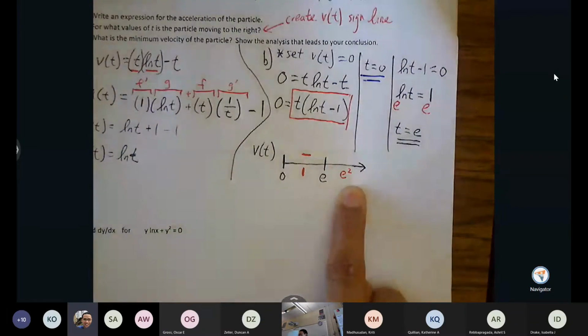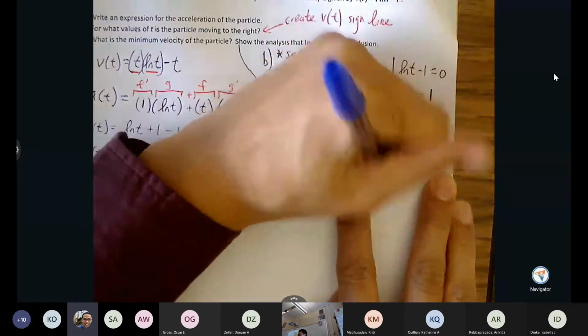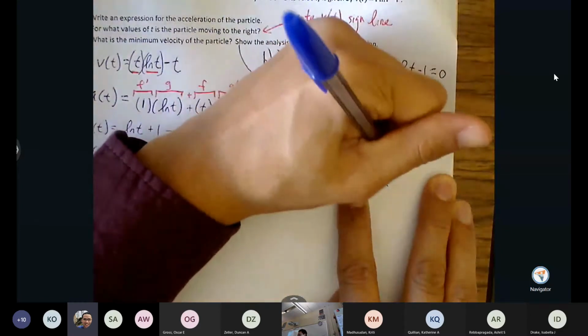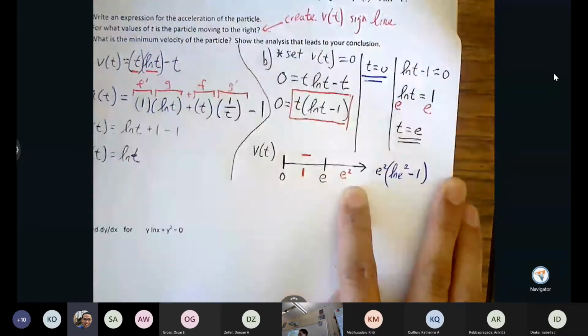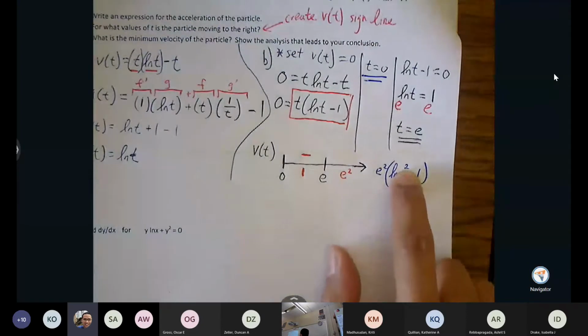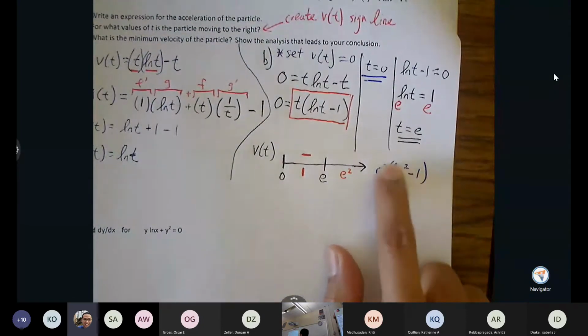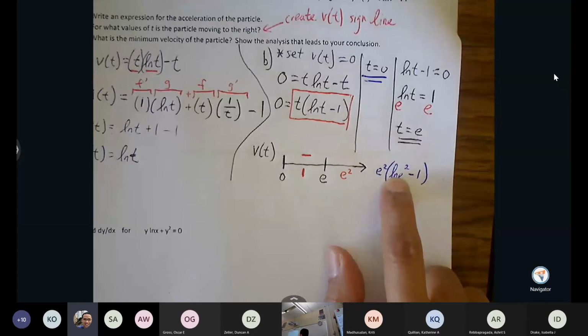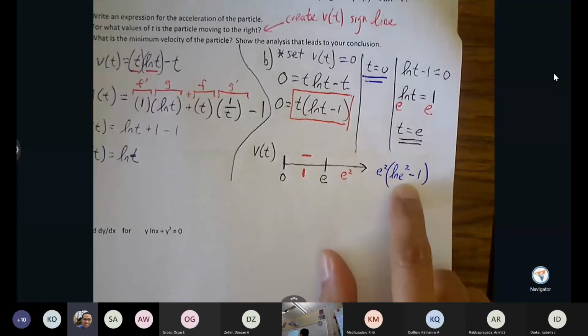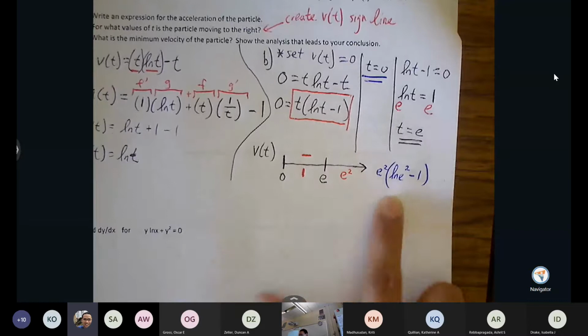Okay, I'm going to test e squared against my velocity function. So that's e squared times natural log of e squared minus 1. I can bring that 2 down in front because this is part of a log property. 2 times natural log of e, that's 2. 2 minus 1 is positive. Positive times positive is positive.